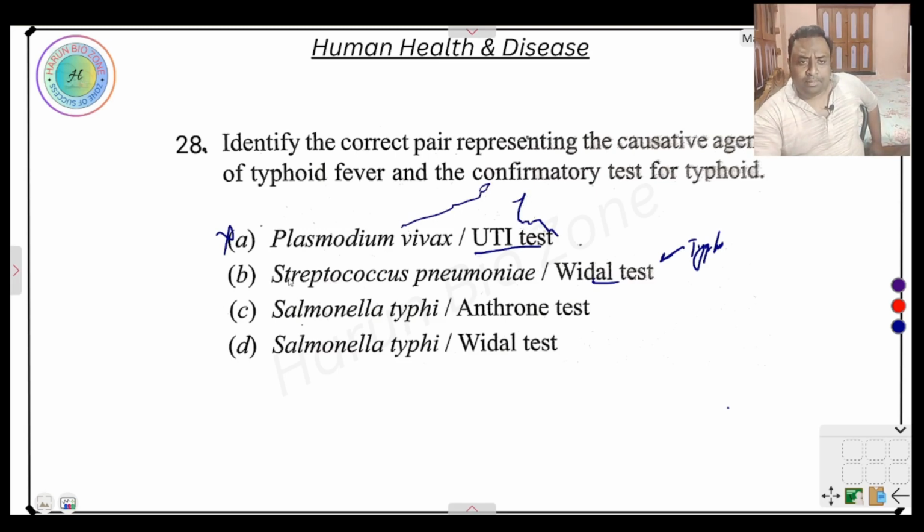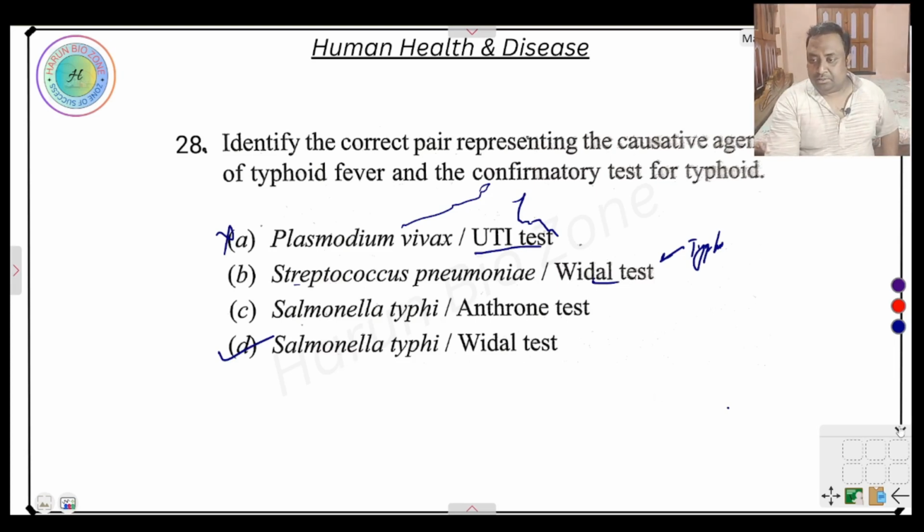Then what happened? Streptococcus pneumoniae causes pneumonia disease. Salmonella typhi, typhoid disease, but anthrone test, not anthrone test. Salmonella typhi, Widal test, this is the right option. Salmonella typhi, typhoid disease that is contaminated through vegetable and water, and this is determined by the Widal test.